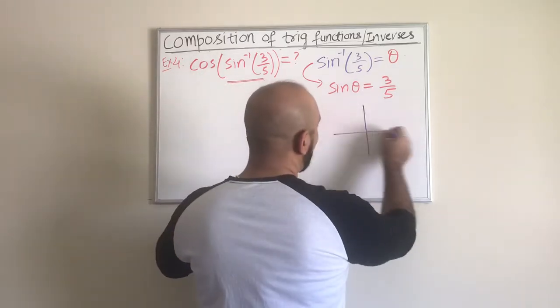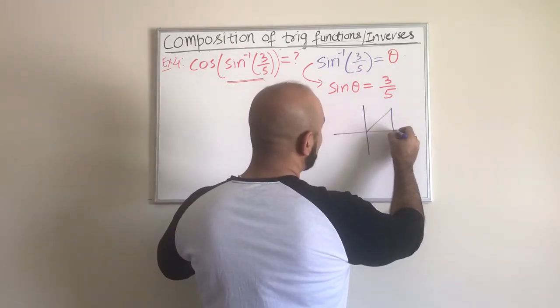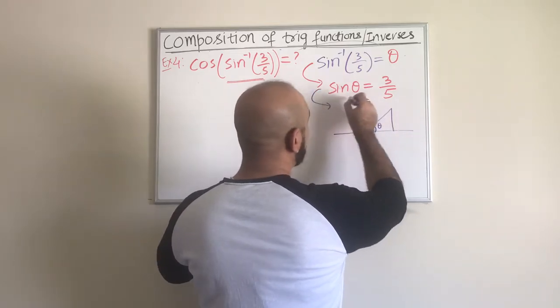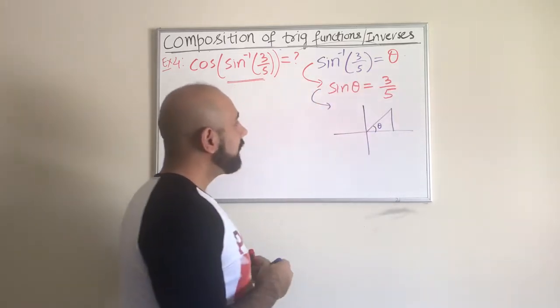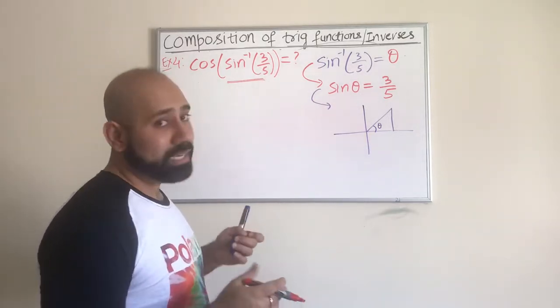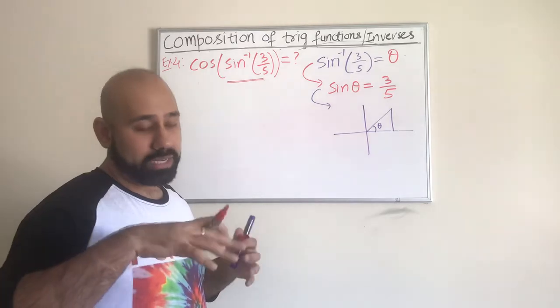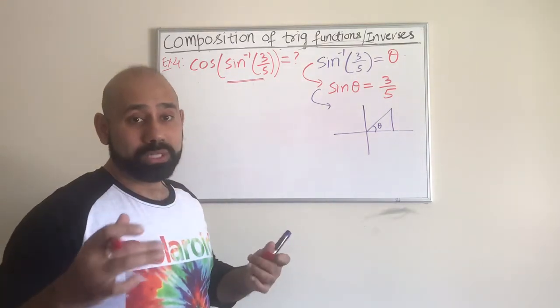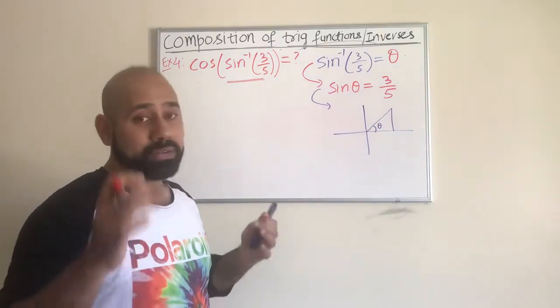So I will draw my reference triangle. Guys, drawing my reference triangle, this is my theta. I'm drawing the reference triangle for this particular equation, keeping in mind that it can only be in the first quadrant, because sine inverse is only valid in the range from -pi/2 to pi/2, which we know is between only the first and fourth quadrants.